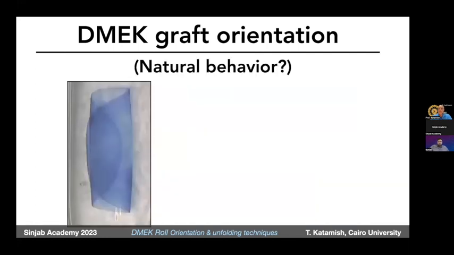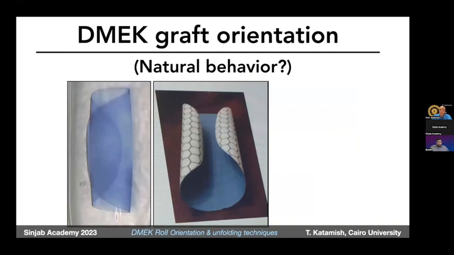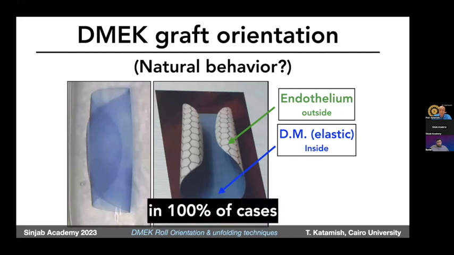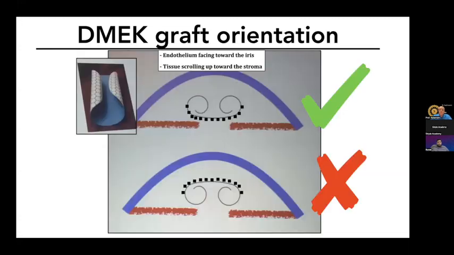So what is the natural behavior of any DMEK graft? Fortunately enough, all DMEK grafts all over the world, wherever you have a DMEK graft, the behavior is the same. You usually have the endothelium outside and the Descemet membrane inside in 100% of the cases. So this is very good, and we are lucky to have the same behavior of each DMEK graft to know our orientation.